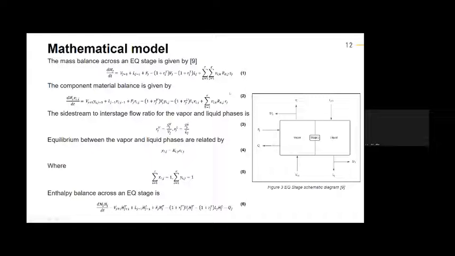While if we consider a component, any component, there can be 2 components, 3 components, n number of components, the component balance for a component i is this. And again, there are side stream to interstage flow ratios, which are given by equation number 3. Then equilibrium between the vapor and liquid phases. So this is just the equilibrium relation between the vapor phase and the liquid phase, and K is, of course, the equilibrium constant. And finally, the enthalpy balance across an equilibrium stage is given by equation number 6.